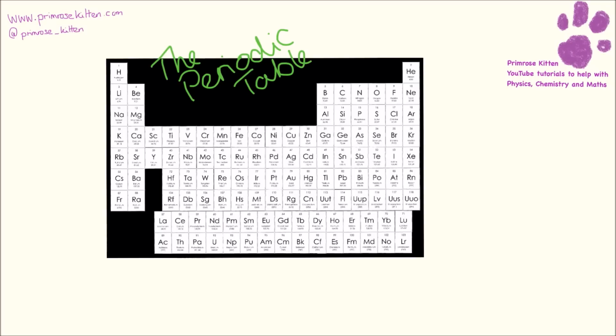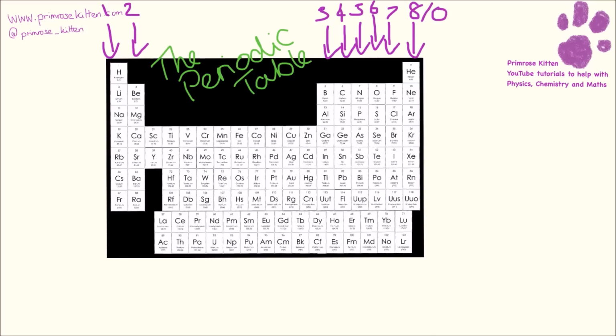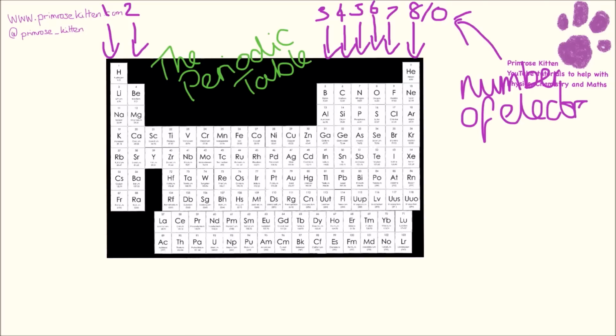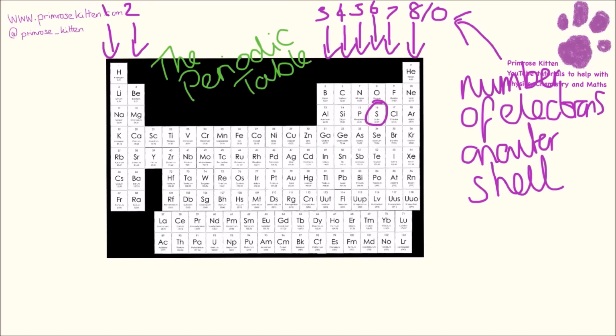Now the periodic table has groups and periods on it. The groups are these ones that go down here like this. This is group 1, 2, 3, 4, 5, 6, 7 and 8, or group 0. And that tells us the number of electrons on the outer shell. So it's really easy and quick to see that sulfur is in group 6, so it is going to have 6 electrons on its outer shell.